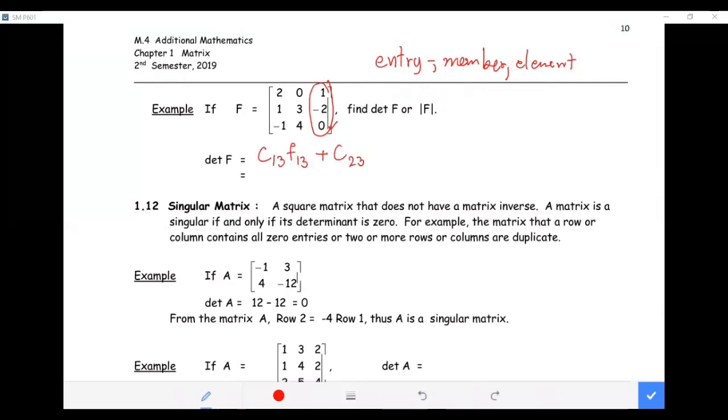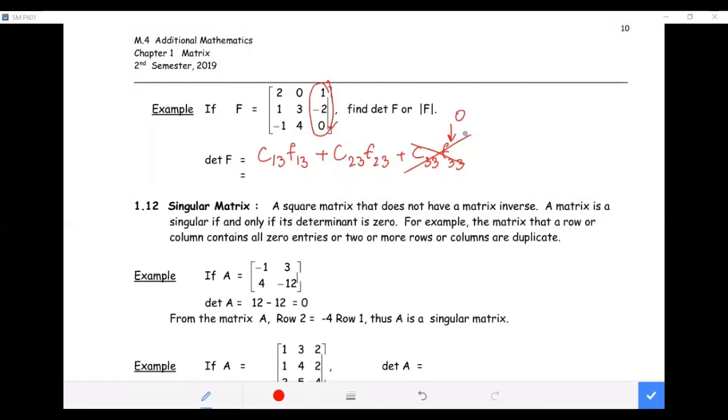Okay, let's go back to our topic. This one, C23, I'm going to multiply with this entry, or the element, which is -2, at location 2, 3. And this is big F, so this one has to be small f23. And then add it with the last one, which is 0: C33 and F33. And then you can just cross it out. You don't have to do anything with this one because this guy is 0, and when this guy is 0, everything is 0. Cross it out.